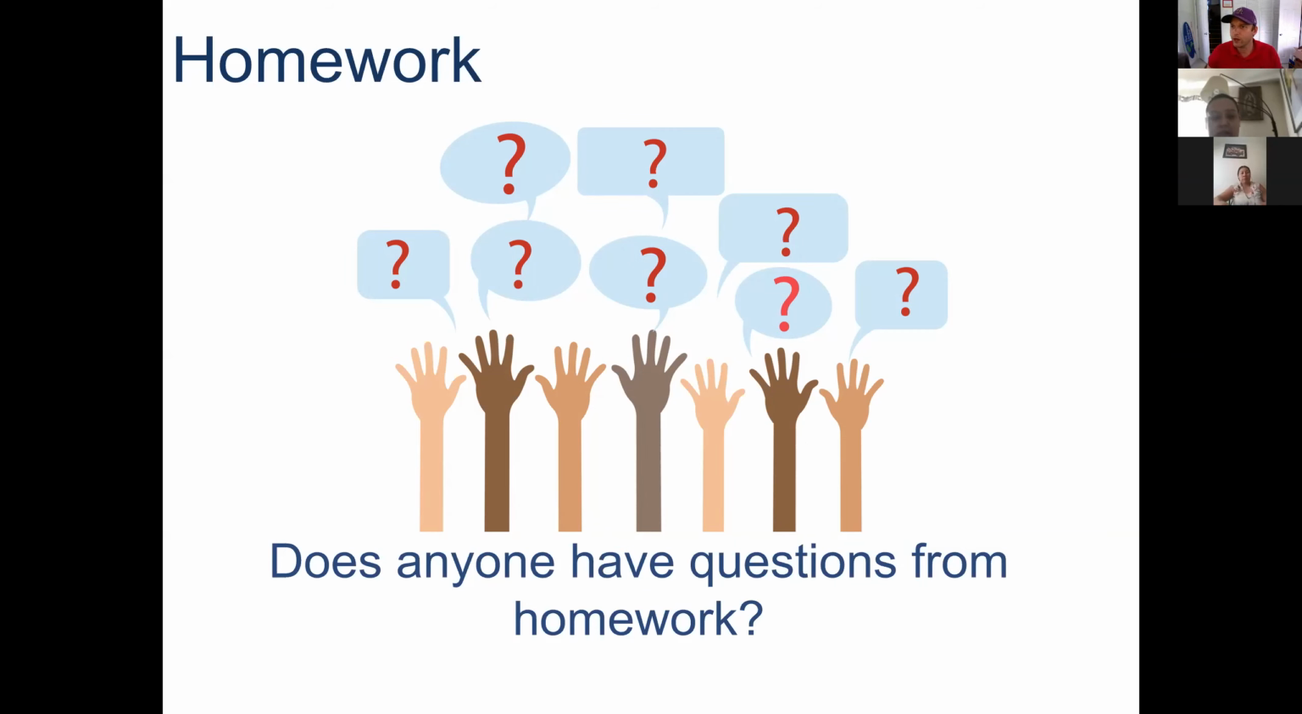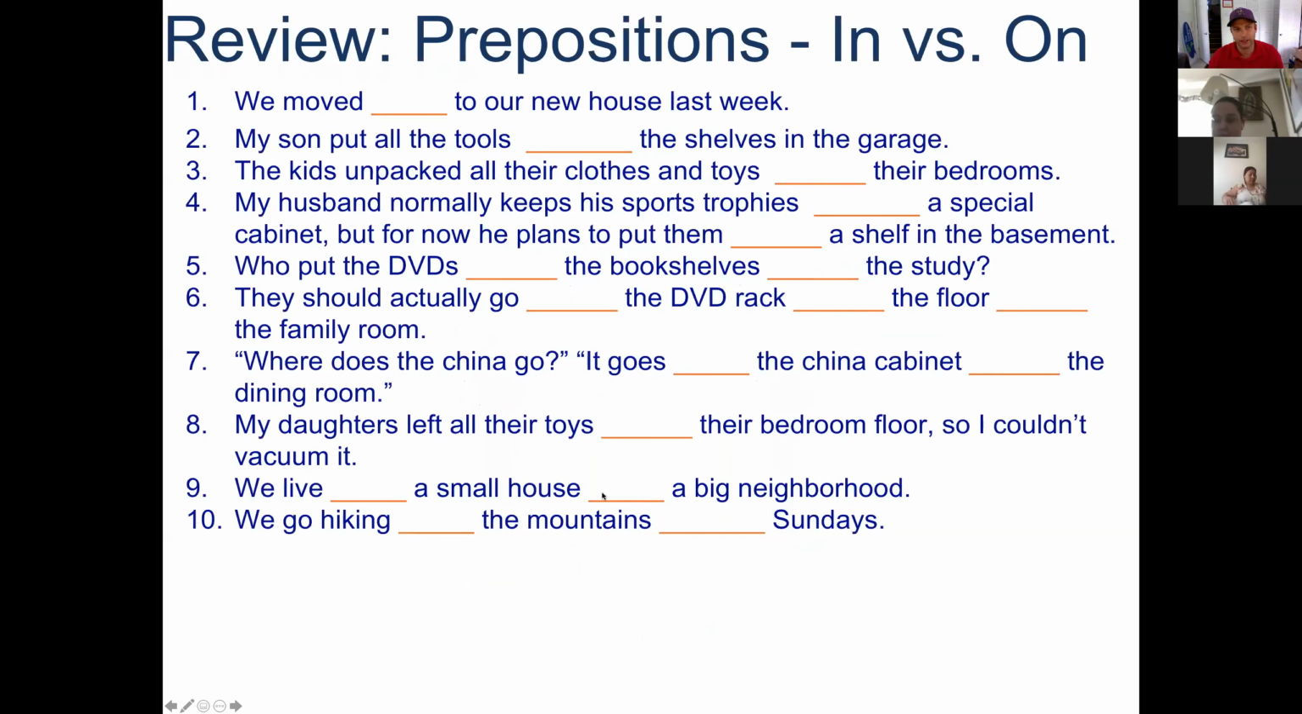Does anybody have any questions from the homework? You should have done lesson number 12 for homework in your books or on the web application. Any questions on the homework? No? Okay, cool. Let's move it on along then.